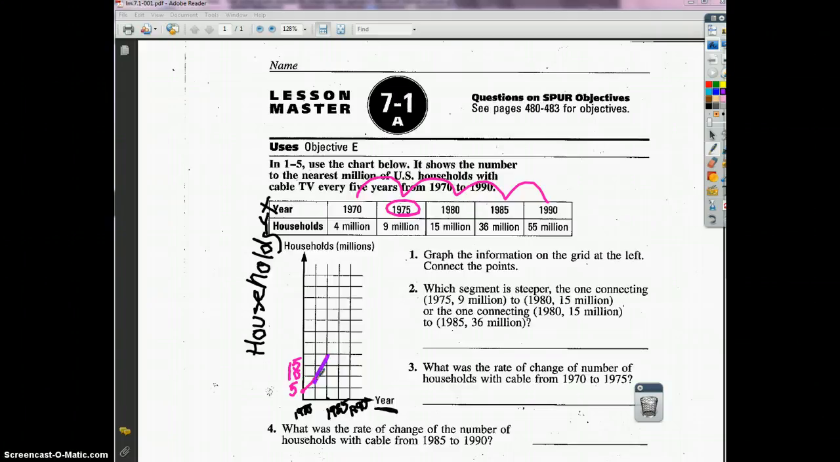And then we've got 1980 to 1985. So if it was like that, you're going to look at that and say which one is steeper. Think of a hill. Would it be harder to run down this hill or harder to run down that hill? You're probably going to be rolling down this hill, so this is the one I would put. But my graph is way different than yours, so you better double check.